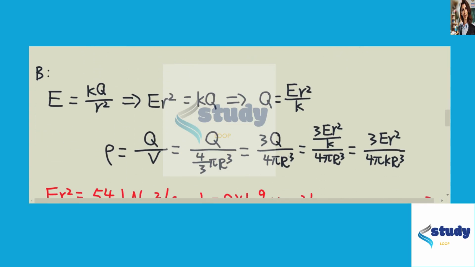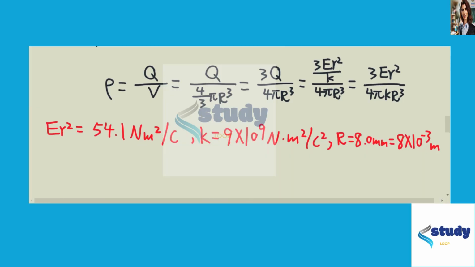And let's take a look at B, which is the uniform charge sphere. So we know E is equal to KQ over R squared. So therefore, ER squared is equal to KQ. So Q is equal to ER squared over K. So we know rho here is the charge per unit volume, which is the one we're looking to determine, is equal to Q over volume. And we know volume for the sphere is 4 over 3 times pi R cubed, and R, capital R here, is the radius of the sphere. So if we do some arrangement here, eventually we'll have 3 ER squared over 4 pi K R cubed.